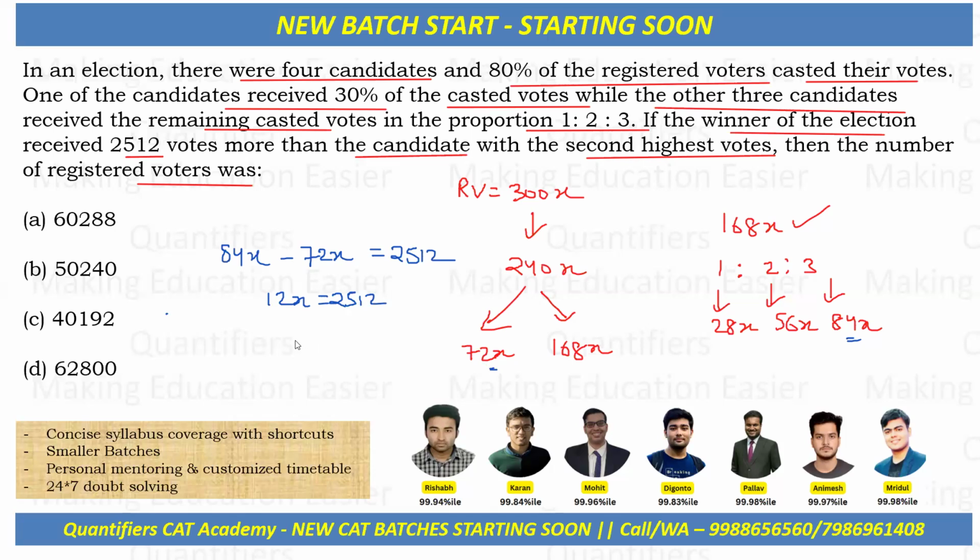And from here, students, if we calculate 300x, that will be 300 into 2512 divided by 12. And 12 into 25 is 300. Okay, students. And now if you solve it, this comes to 25 into 2512. See, 25 into 2500 is 62500. Okay, 62500. And 25 into 12 is 300. So we'll get 62800. Option D is the correct answer.